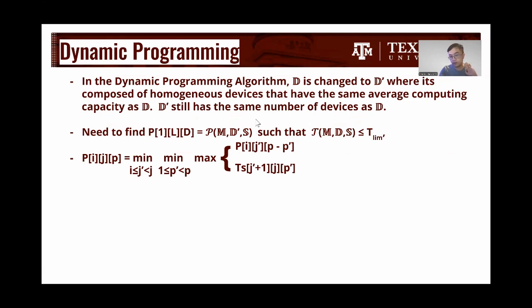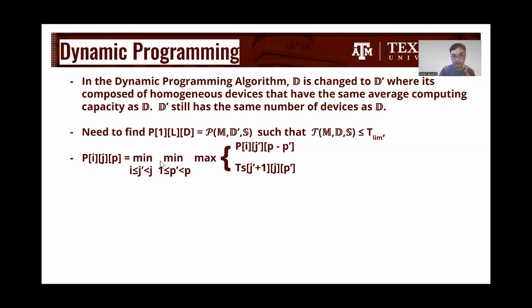So now let's start with the first part of the algorithm, which is the dynamic programming algorithm. Here we change our device set to be device set prime. This is composed of homogeneous devices that have the same average computing capacity as D. However, it still has the same number of devices as D as well. Next, we have to find this equation, and it's still subject to the previous constraints on the other slide. To do that, we have to solve this.